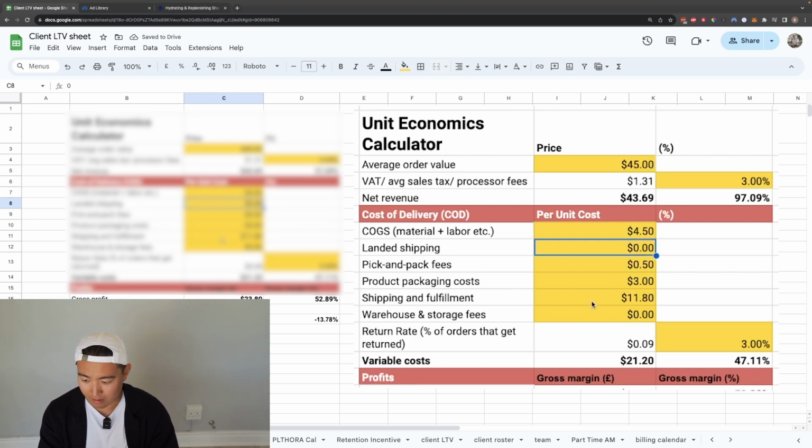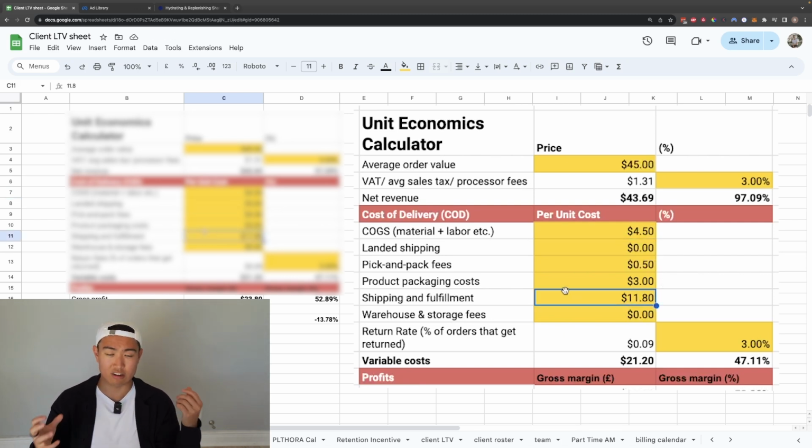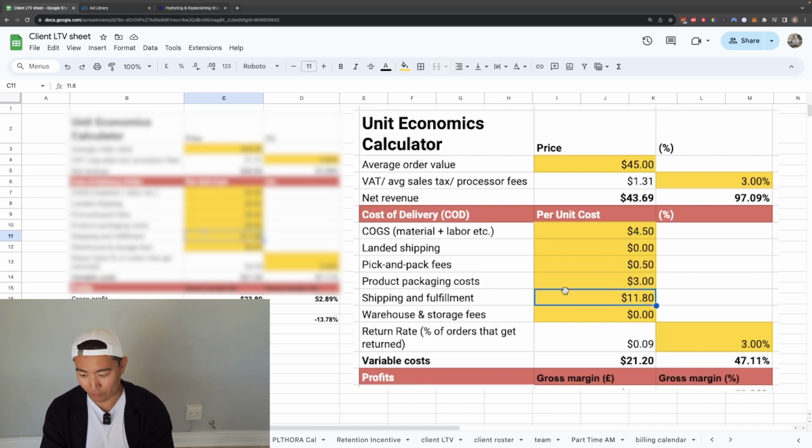The main cost is actually going to come from shipping because you're essentially shipping bottles of water, so it's generally quite heavy. So for the shipping and fulfillment, we're going to put this at $9.50. Product packaging cost is not going to cost more than 50 cents a bottle. Pick and pack fees, again, I'm going to estimate somewhere around 25 cents because I'm guessing they're not drop shipping.